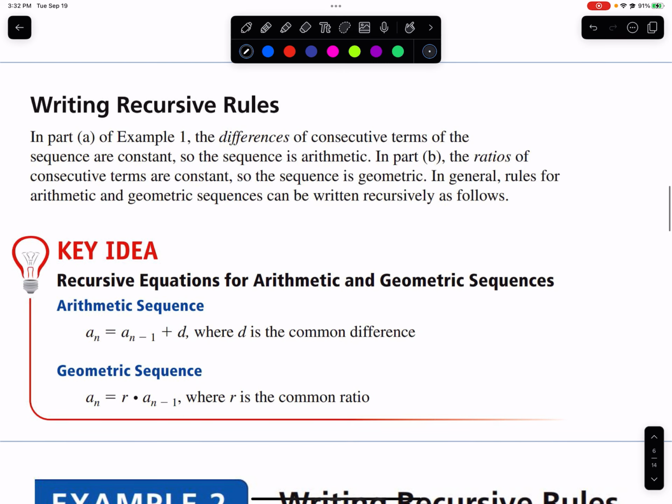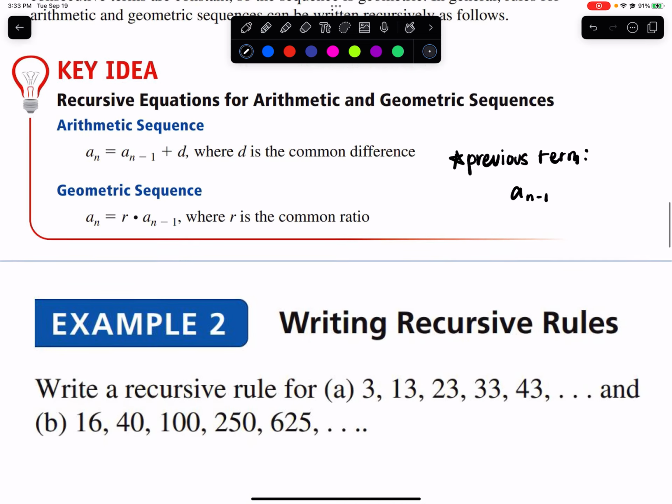So writing recursive rules, if we have a sequence and we wanna write a recursive rule, arithmetic is easy. You're just writing previous term plus the common difference. So remember, you might wanna make a note, previous term, the way we write that is a sub n minus 1. For a geometric sequence, you're taking your common ratio times your previous term.